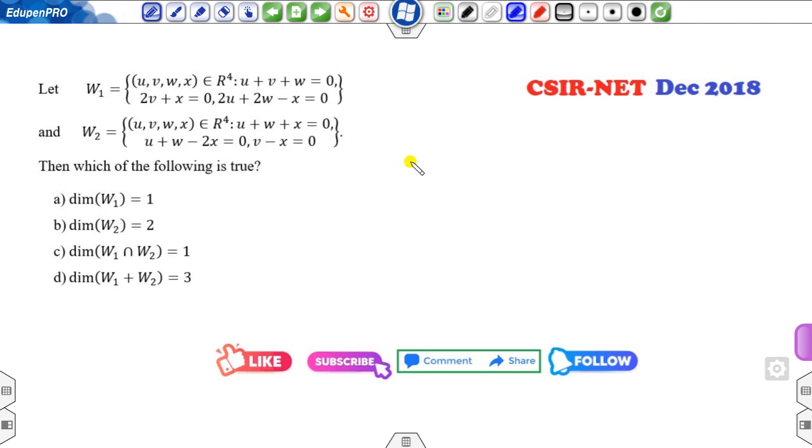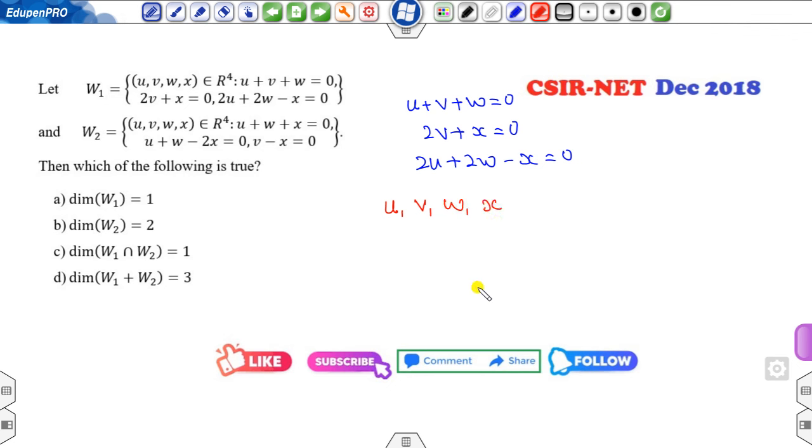Okay, W1 and W2 intersections you need to find. The first equation is this, second equation is this, and the last equation is this. Okay, you have to find the dimensions. You can write these pairs. Now clearly say x you can write in terms of v. From this x you can write in terms of v, and v you can write in terms of u and w.